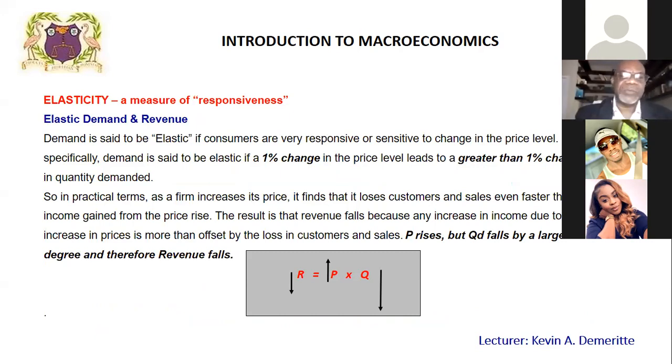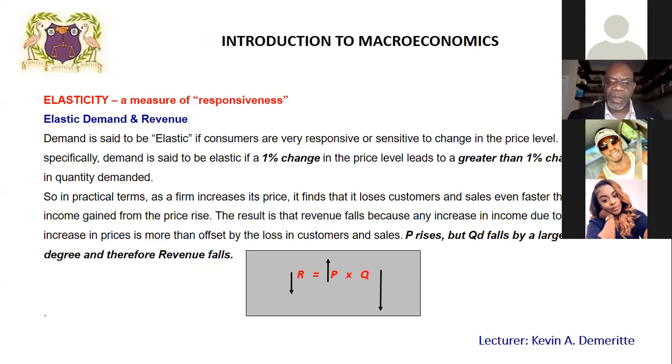Follow me here. Let's start with elastic demand. We said demand is said to be elastic if consumers are very responsive or very sensitive to change in the price. You start playing around with that price and they're going to respond. Quick, fast, and in a hurry. They are very sensitive to price changes in your product. Demand for your product is elastic. This particular product is elastic.